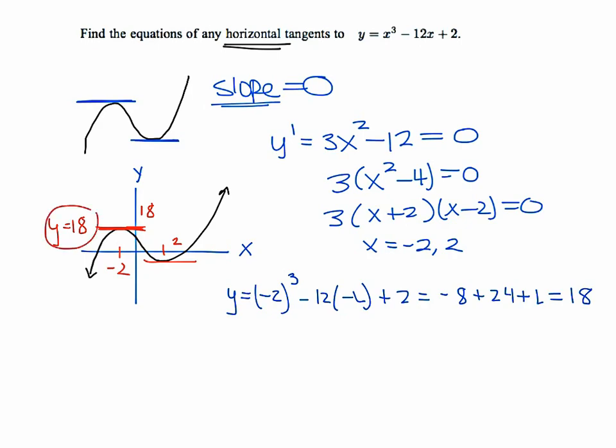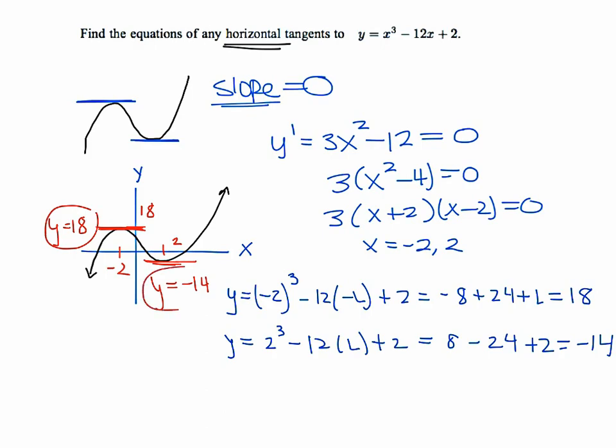For the other tangent line, you would plug in +2. Y is equal to 2 to the cube minus 12 times 2 plus 2. Here you have 8 minus 24 plus 2, which returns the value of -14. So when x is equal to +2, your y value is equal to -14. So these are two equations of the tangent line that's horizontal.